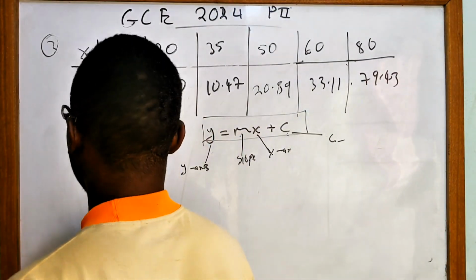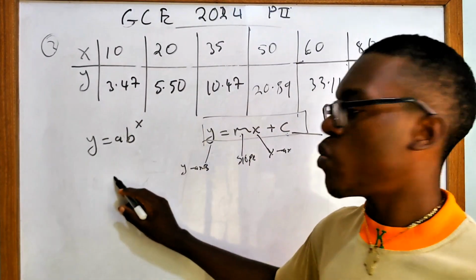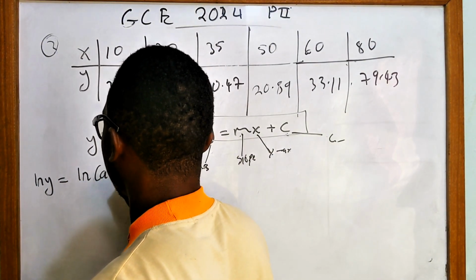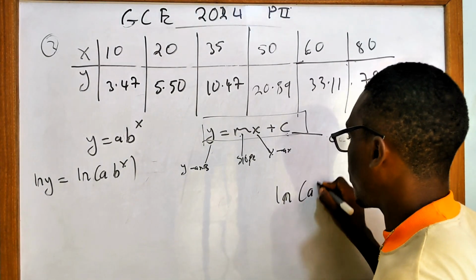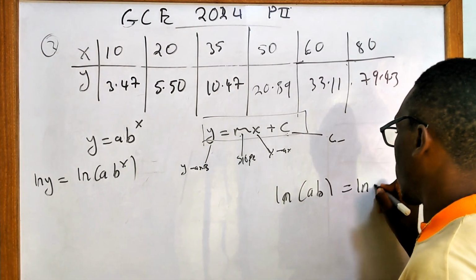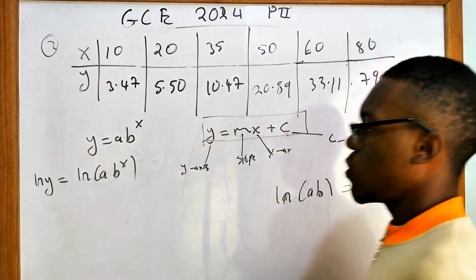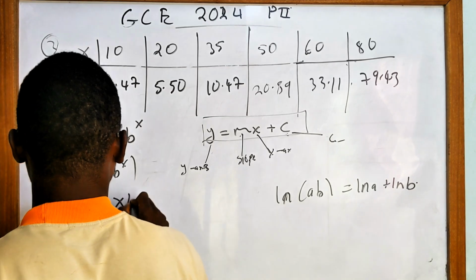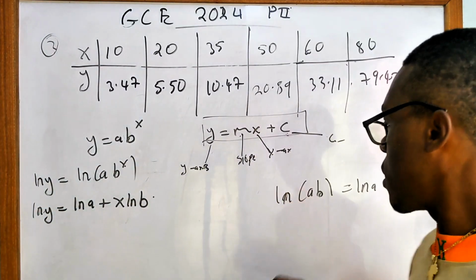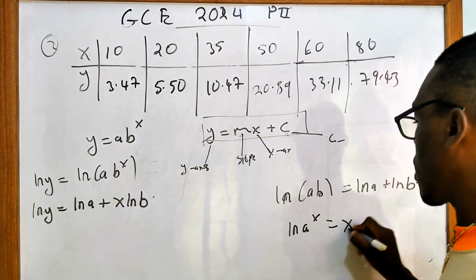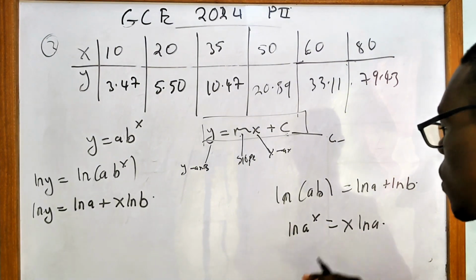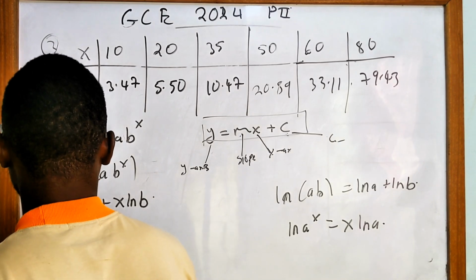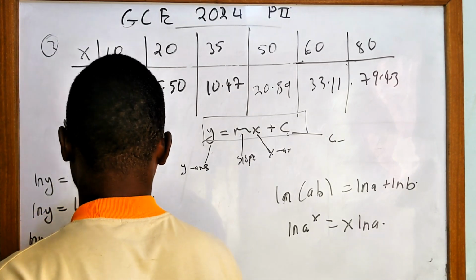Let's take a look at it. We can do it by using the log function on both sides: ln y is equal to ln of a b to the power x. You know that ln ab is equal to ln a plus ln b. Hence, you are going to put ln y is equal to ln a plus x ln b. Since ln of a to the power x is equal to x ln a, you know about this. Hence, you are going to put ln y is equal to x ln b plus ln a.